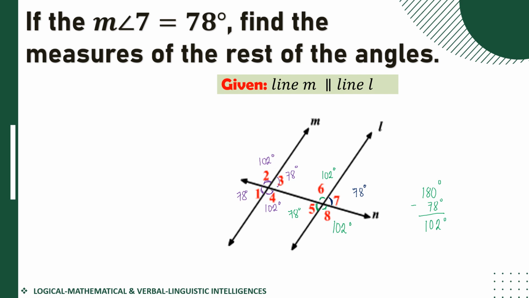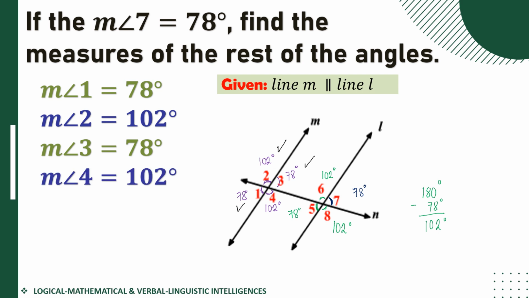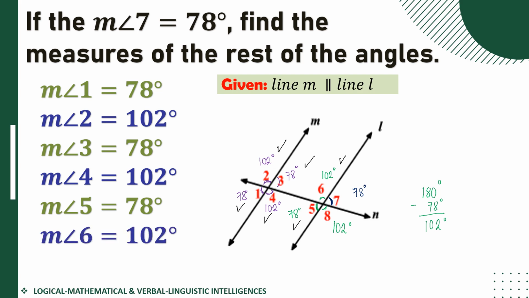So, again, to have a clear list of angle measures that we've found, let's start with angle 1, which is 78, correct. Next, angle 2 is 102 degrees, correct. Angle 3, we do have 78 degrees. Angle 4, which is 102. Angle 5, which is 78. Angle 6, which is 102. And lastly, angle 8, which is 102 degrees.